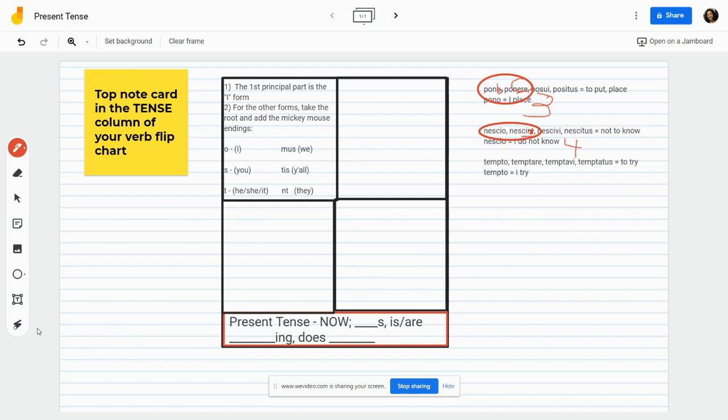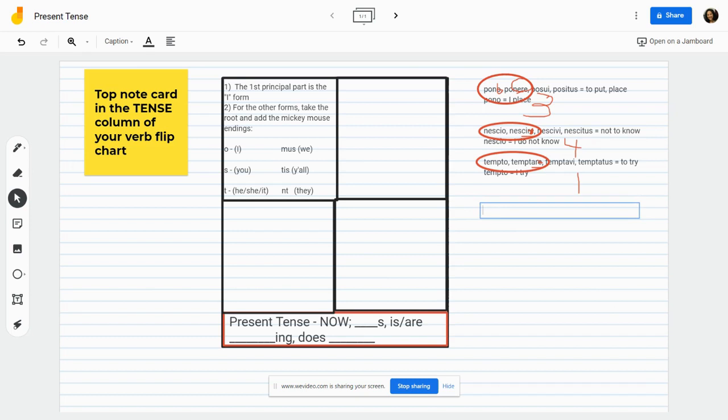So for tempto temptare, it ends in ARE. So that means this is a first conjugation verb. If I look at my first conjugation note card in the bottom half of my verb flip chart, it says to find the root of a first conjugation verb, you're going to cut off the RE. So let's conjugate this one. With the verb tempto temptare, I'm going to follow my verb conjugation rules.